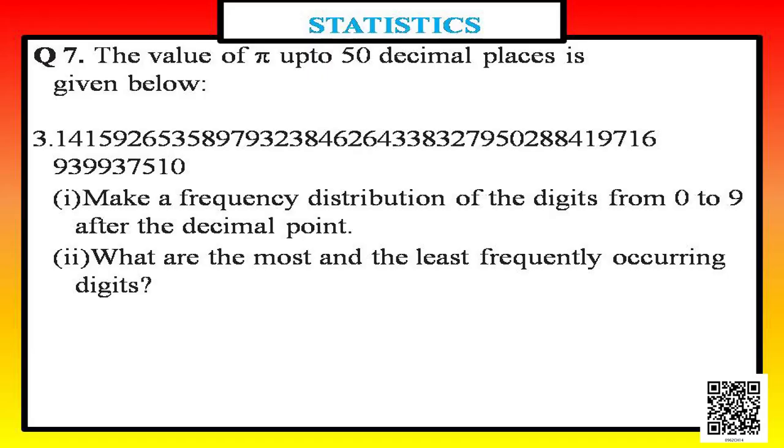Our next question is number 7. The question is, the value of pi up to 50 decimal places is given below. It is 3.1415926535 and so on. The first bit asks, make a frequency distribution table of the digits from 0 to 9 after the decimal point. And the second bit, what are the most and the least frequently occurring digits? Now let us solve it.